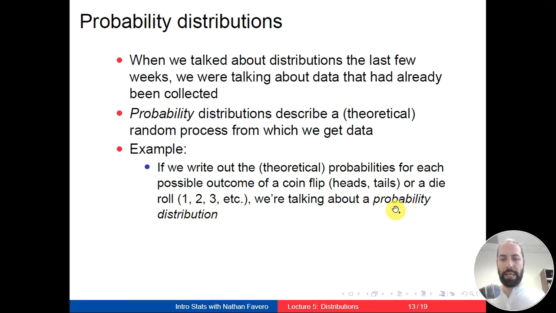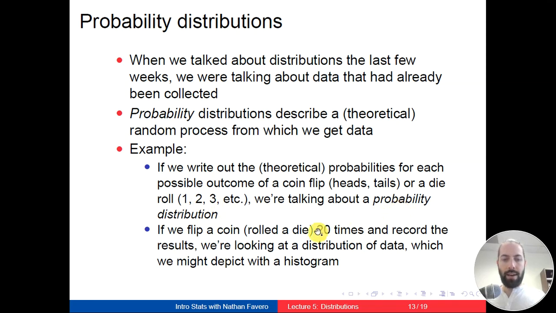That's a probability distribution. If we flipped a coin or rolled a die 20 times and recorded the results, now those results are a distribution of data, which we might depict with something like a histogram. So just to distinguish here between the probability distribution, how likely each value is to occur, versus a distribution of data that we've collected, right? How likely or how often each value did occur, right? So this is probabilistic, what's likely to happen in the future. This is what's already occurred.